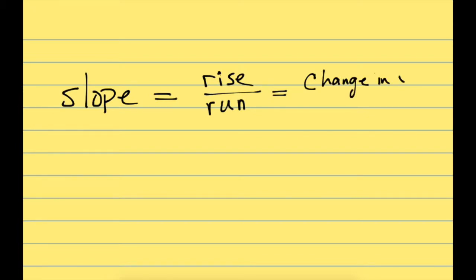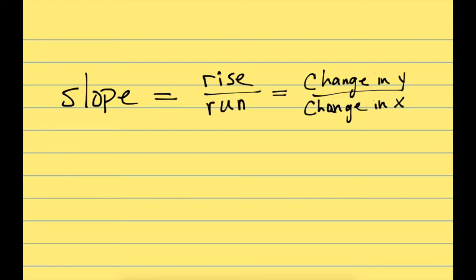So the slope of a line is found by comparing 2 points on the line, any 2 points, and looking at the rise between the 2 points over the run between the 2 points. That is the vertical change, or the change in y, over the horizontal change, or the change in x.